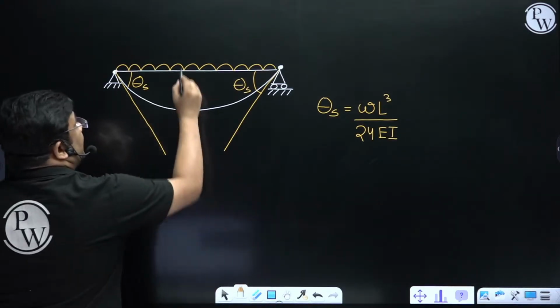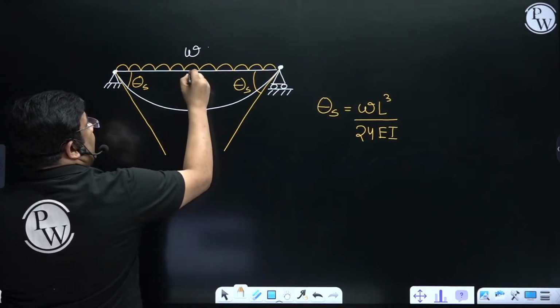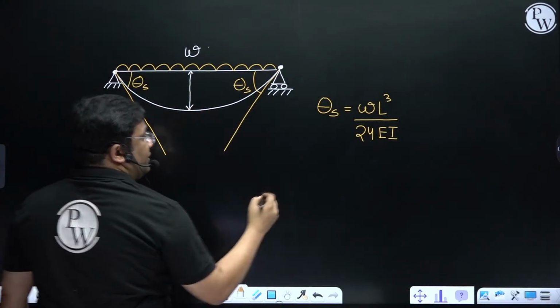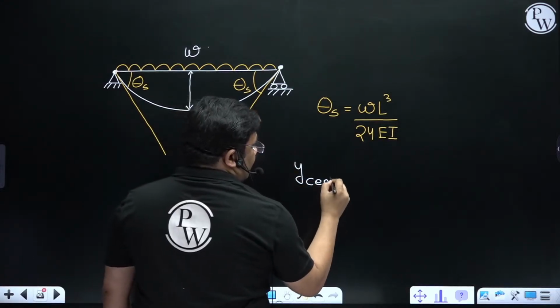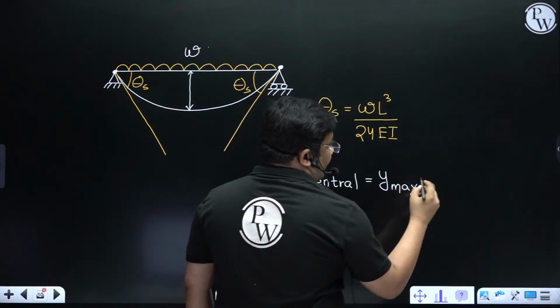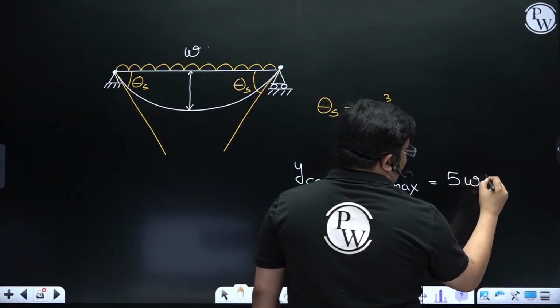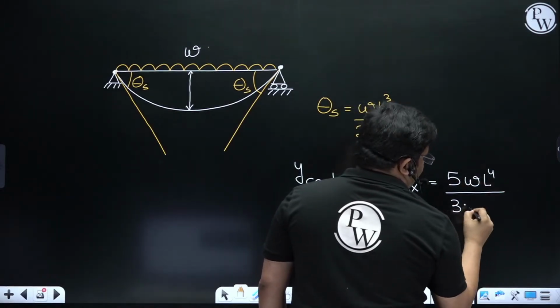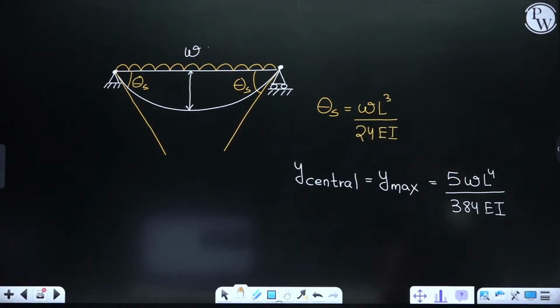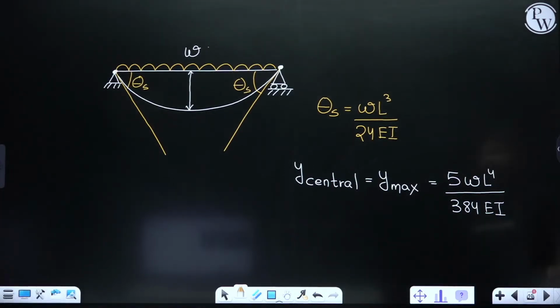So this was W, and this was the length. And the central deflection, or the maximum deflection, is 5WL^4 by 384 EI. Yes. And how to find it out, that also we saw. Now it's time to solve some questions based on this.